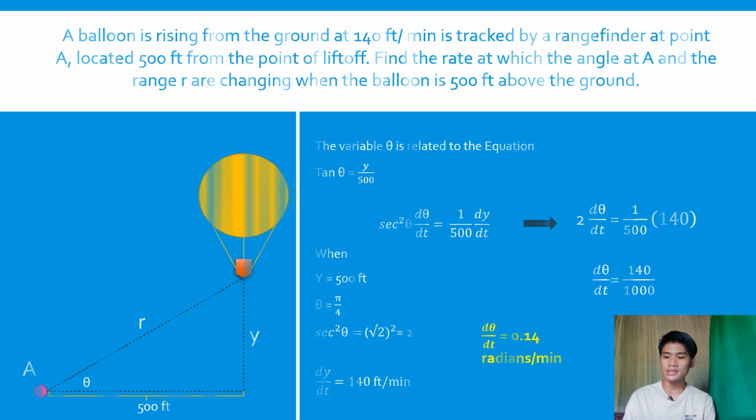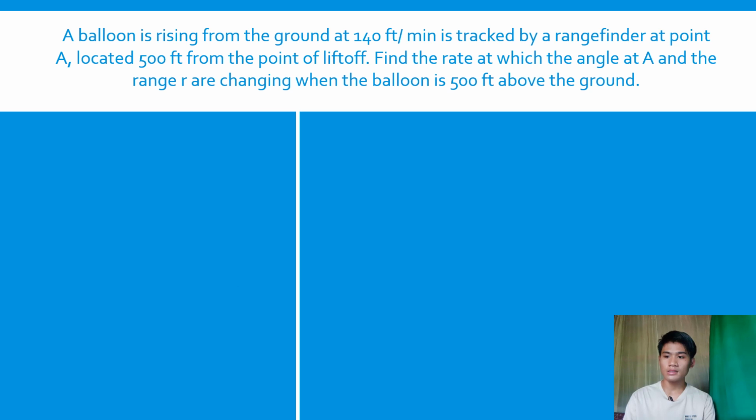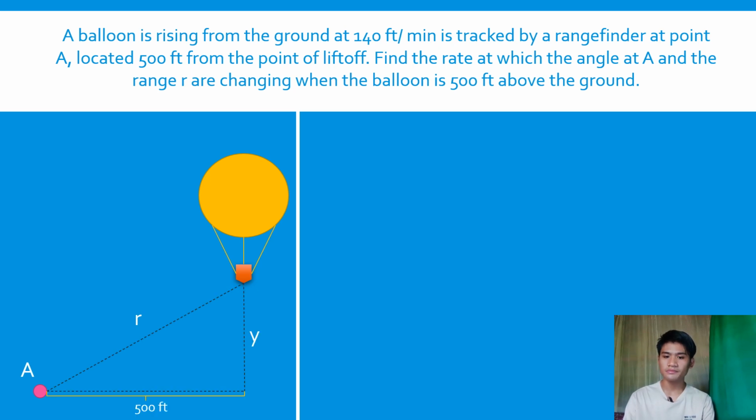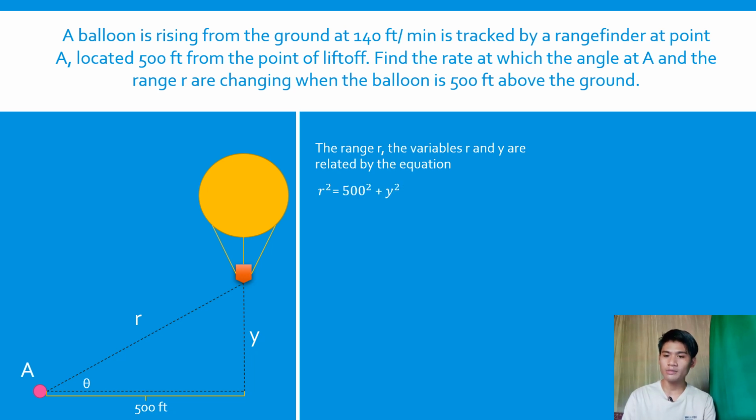So the next slide presents the rate at which the range R is changing when the balloon is 500 feet above the ground. We have the same illustration again, and we denote that the range R, the variables R and y are related by the equation R squared is equal to 500 squared plus y squared. So just apply differentiation as the process.